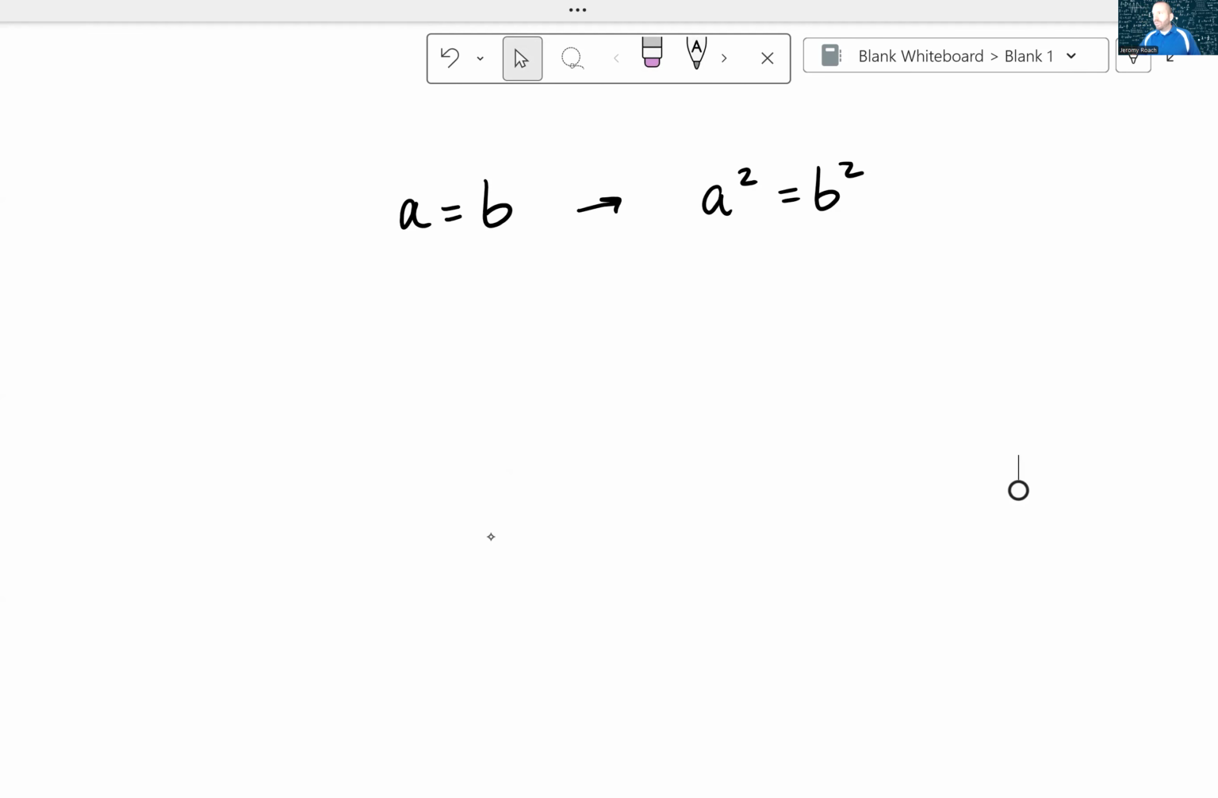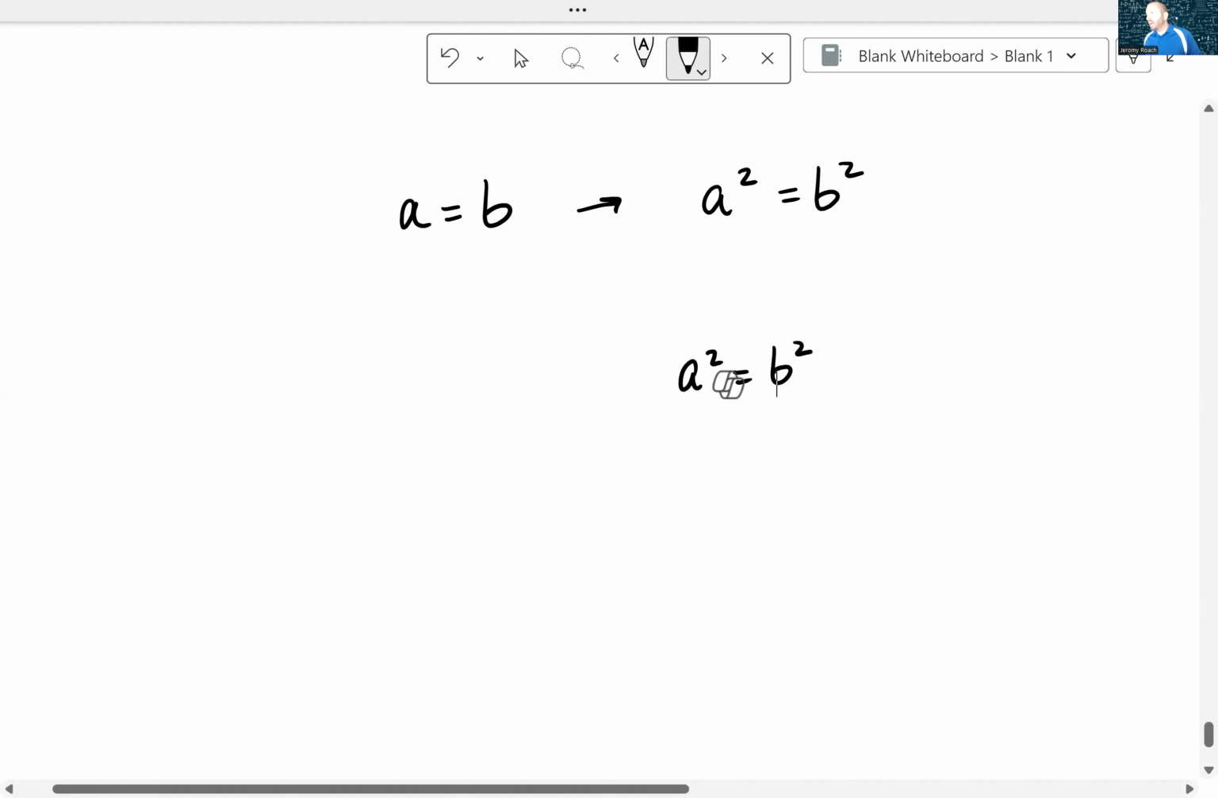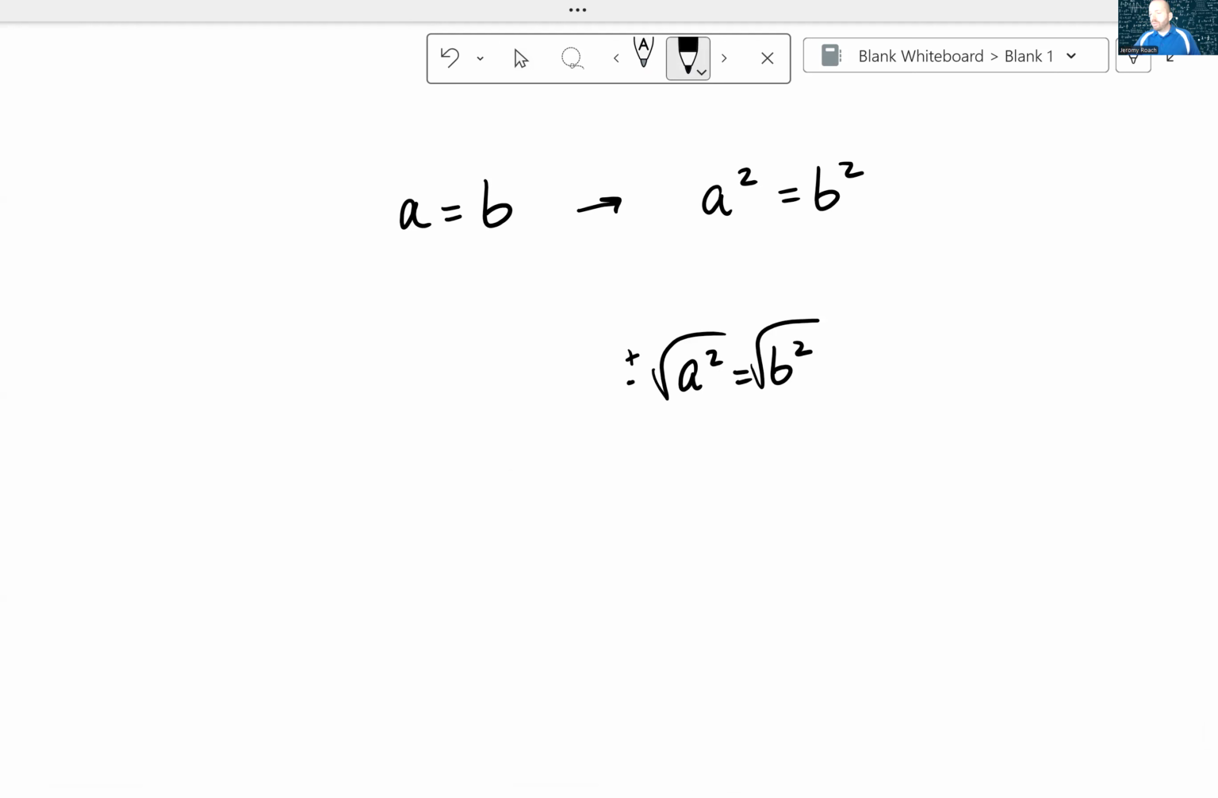But we can't go the other way and say that it's necessarily A equals B. And let me show you why. If we have A squared equals B squared, and we take the square root of that on both sides, the square root gives a plus or minus of the value. So one of our solutions, option one, is that we get A equals B.